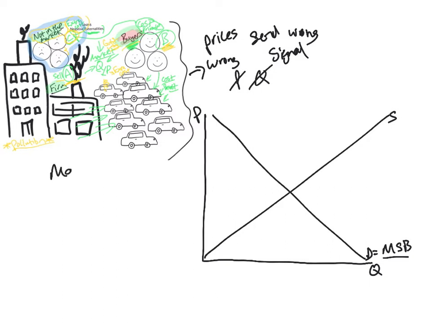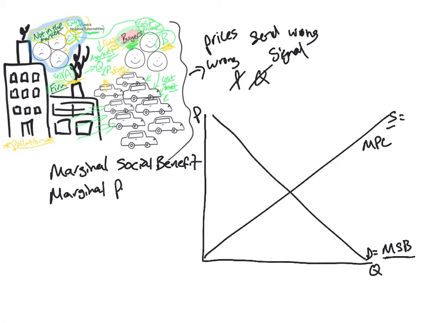So that is the marginal social benefit. It's the benefit to everybody from one more car. The supply curve is going to be represented by the marginal private cost. So it's the marginal private cost, and this is the marginal social benefit.